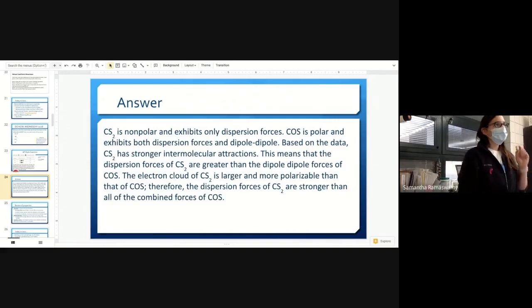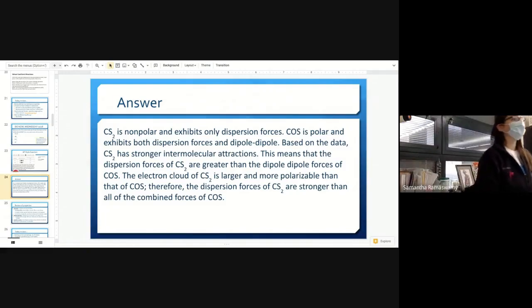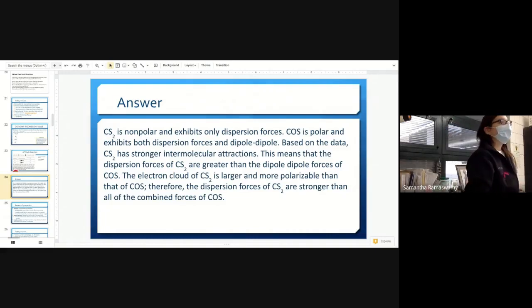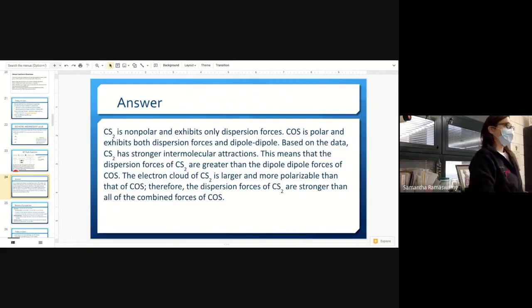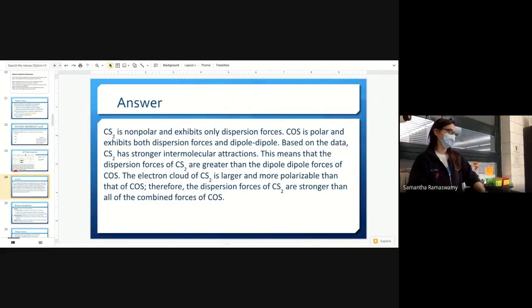So remember that dispersion force strength is based on the electron cloud size, the polarizability of the molecule. So the electron cloud of CS2 is larger. There are more electrons in CS2, and so it's more polarizable than COS, giving it stronger dispersion forces. So the dispersion forces of CS2 are stronger than all of the combined forces of COS.